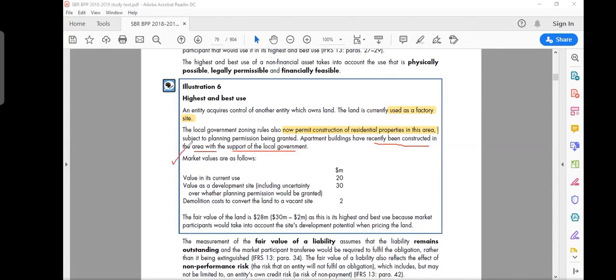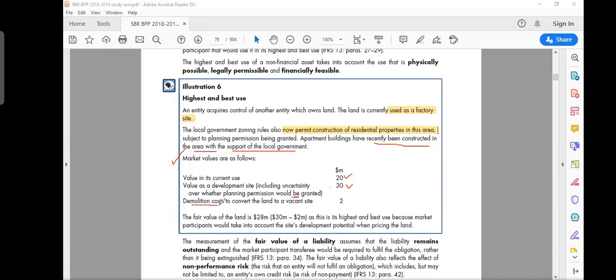Market values are as follows. Value in its current use is 20 million. Value as a development site, including uncertainty over whether planning permission would be granted or not. So this is the valuation for construction site. So if you are using the land currently as a factory, the valuation is 20 million. If you say that we are going to use the land not as a factory, but for construction of residential property, and there could be some uncertainties, considering those uncertainties, still it is 30 million.